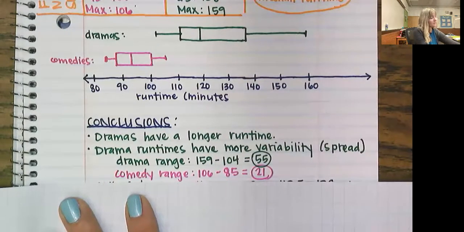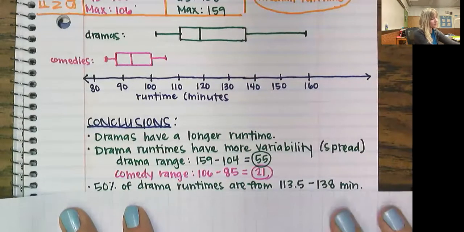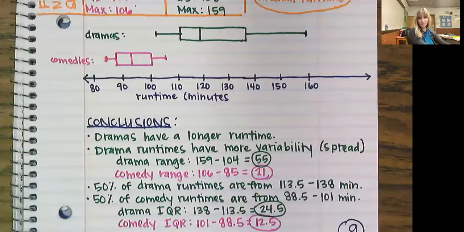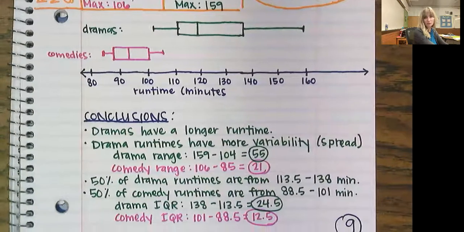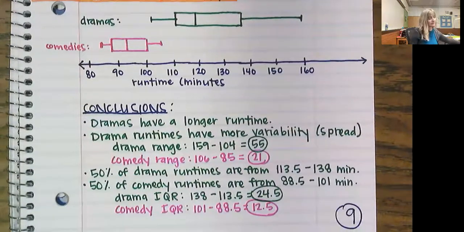Okay. The other thing that I think is really important to look at is that middle 50%. So that's what the rest of these conclusions are about. This is the box part of the box plot. 50% of dramas have a runtime between 113 minutes and 138 minutes, which gives it an IQR of about 24.5. 50% of comedy runtimes are from 88.5 to 101, which again is a much smaller IQR, a much smaller spread.